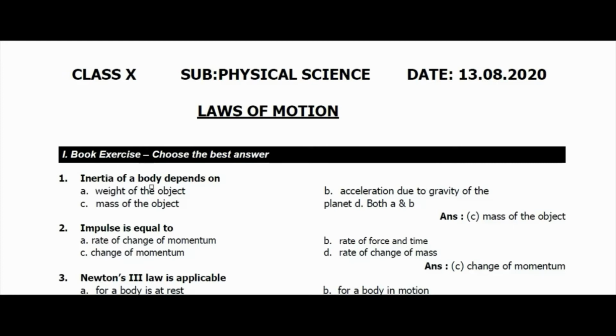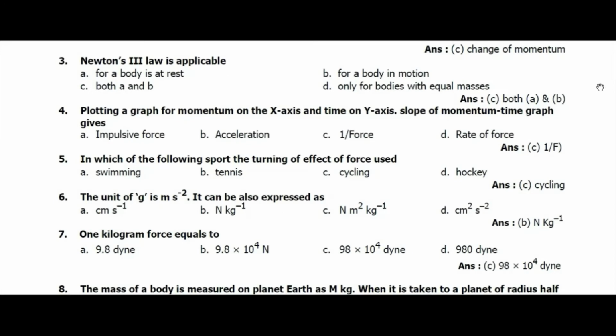First one, inertia of a body depends on, answer: mass of the body. Second, impulse is equal to, answer: change of momentum. Third one, Newton's law is applicable. Answer for the third one is C. Both A and B. For a body at rest and for a body in motion.